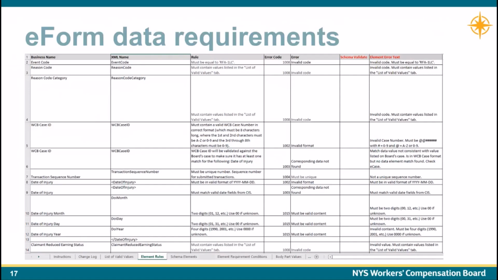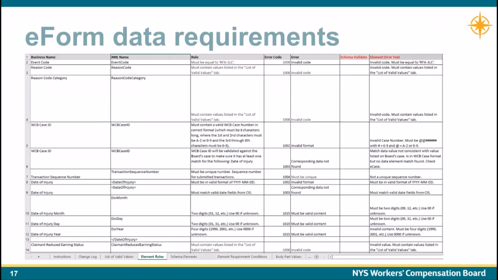To use an example, the WCB case ID rule is set to make sure that the field is in the format of a WCB case number. Today, we have a very limited format. It's 8 characters. It can begin with only certain letters. So if you were to send all Z's for the WCB case ID, we would reject that as not being in a valid format.